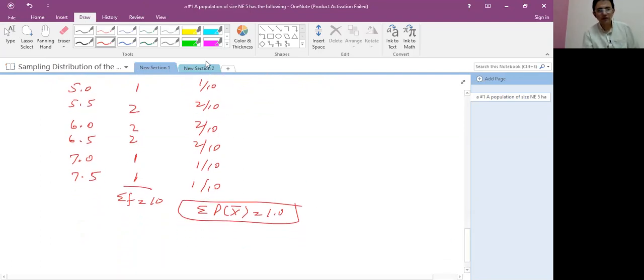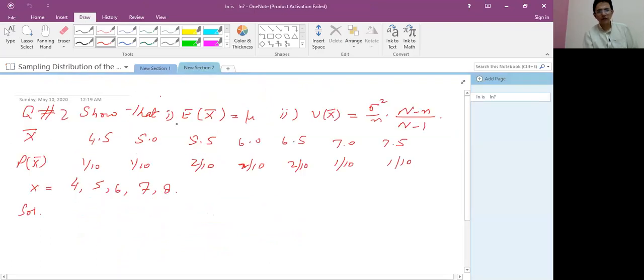In the next question, we verify the results for sampling done without replacement. Show that, because the question is sampling without replacement.